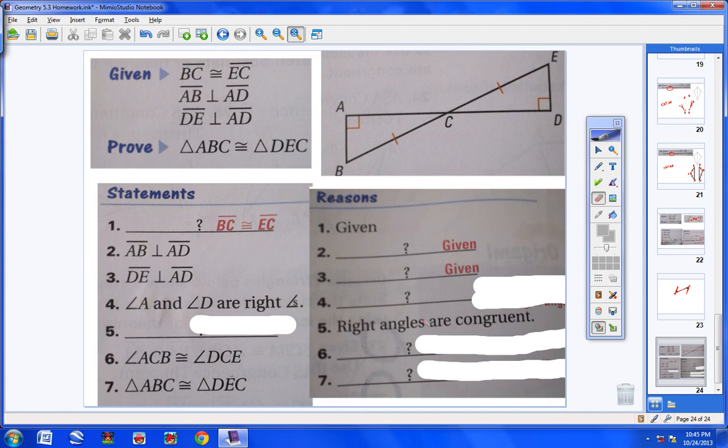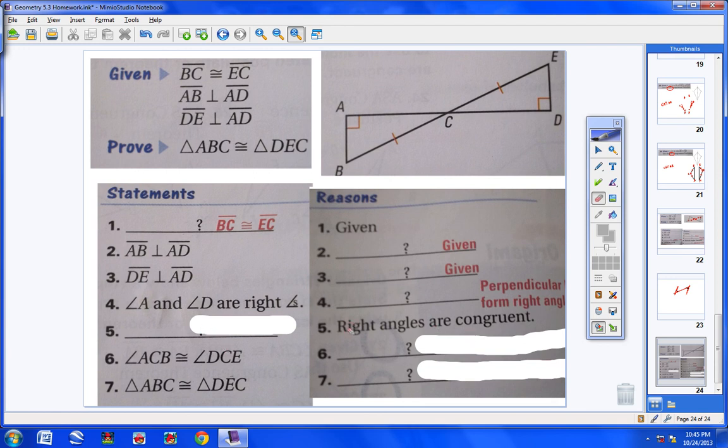Now you could put a couple different reasons here that I would accept. First of all, if you said A and D are right angles because definition of perpendicular lines, I really wouldn't have a problem with that. But here's another one too. We learned a postulate or theorem or corollary, I forget which it is, but it stated perpendicular lines form right angles. Either way is fine. Now let's take a look at step 5.